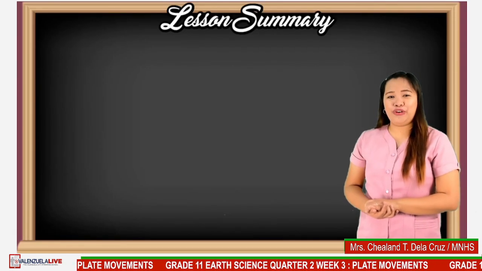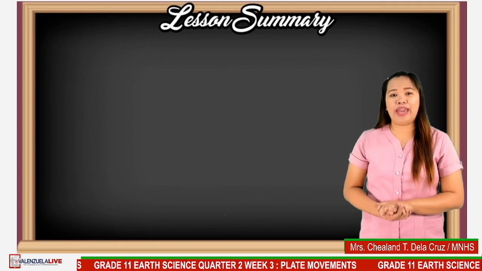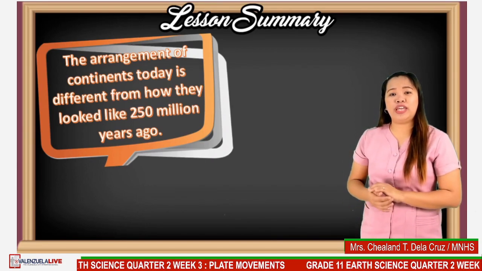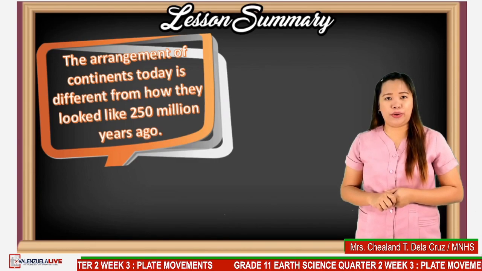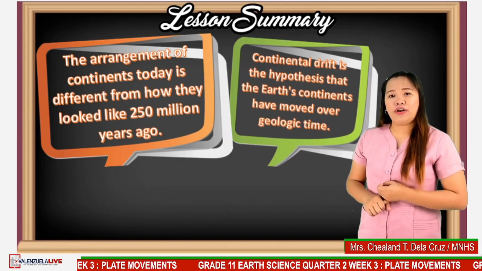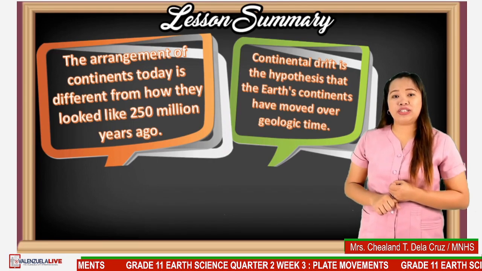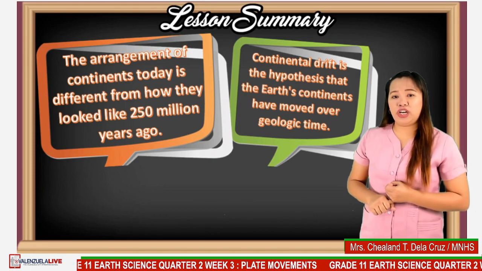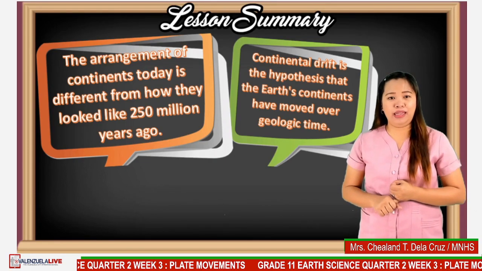Before we proceed with your assessment, let's have first a brief recall of what we have discussed. First, the arrangement of continents today is different from how they looked 250 million years ago. Second, continental drift hypothesis is the hypothesis that the Earth's continents have moved over geologic time relative to each other, thus appearing to have drifted across the ocean bed.